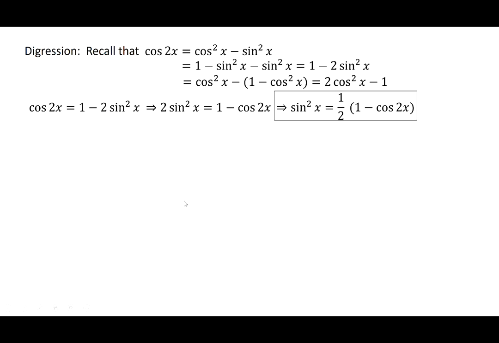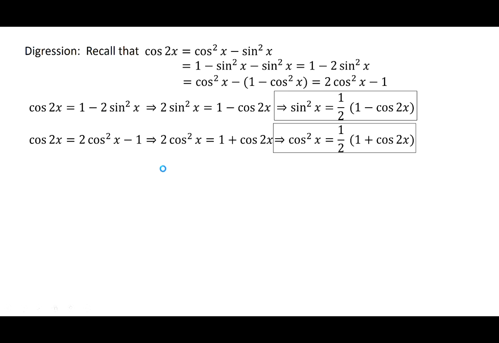Similarly, if we use the other version of cosine 2x, 2 cosine square x minus 1, and solve for 2 cosine square x and then divide both sides by 2, you get cosine square x is 1/2 times (1 plus cosine 2x). Very important results.